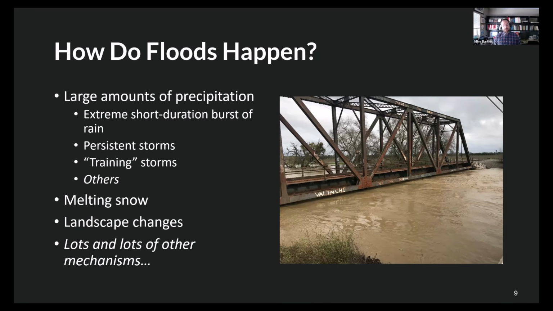Also, we can have landscape changes where what used to be not a lot of precipitation pre-fire now causes a significant amount of runoff because the ground has been turned to glass because it burned so intensely. And there's a lot of different ways that a large amount of precipitation can be supplied by the atmosphere too. Let's talk a little bit about those.